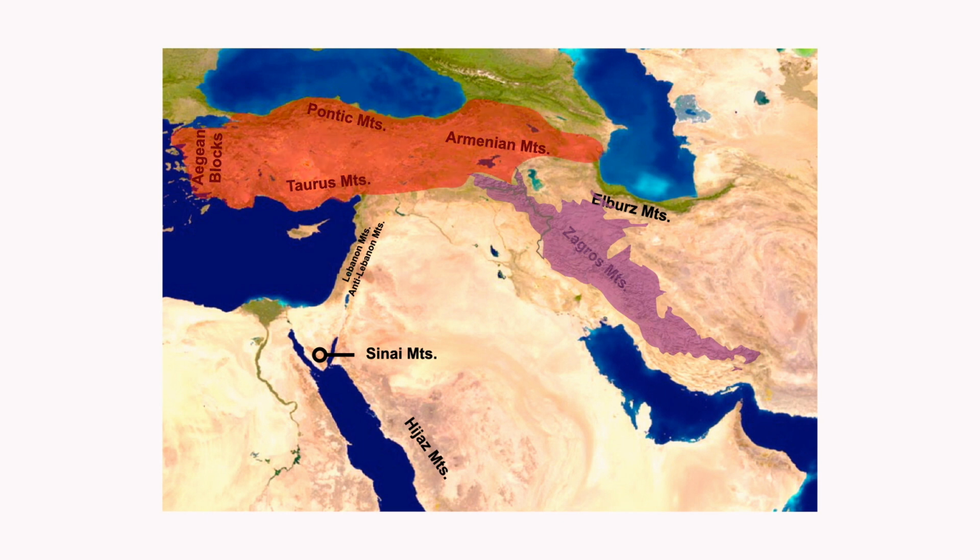The Pontus, Taurus, Aegean blocks, and Armenian mountains separated Anatolia from the rest of the world, allowing for the building of an empire in both location and emporia, collecting tin, a metal needed in the bronze industry, to be traded with the rest of the Near East.